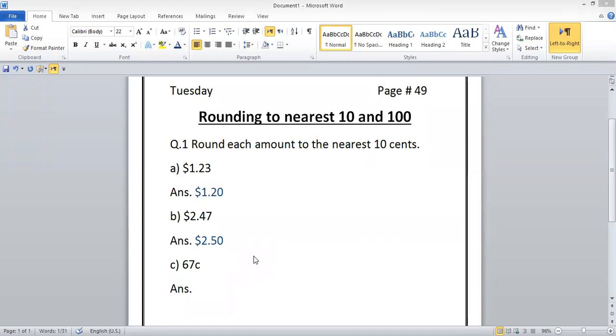70. Very good. The answer is 70 because in 67 cents, 7 is greater than 5. So you will add 1 to 6, making 7, and on the ones place there will be 0. So it will be 70 cents. This is your answer.